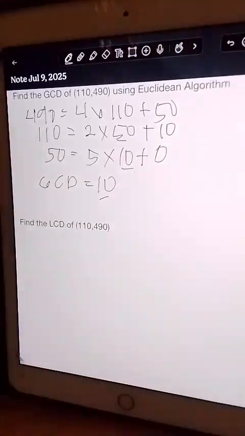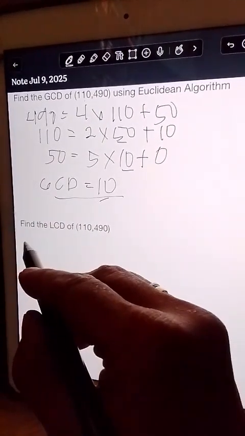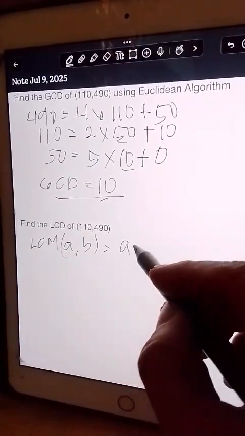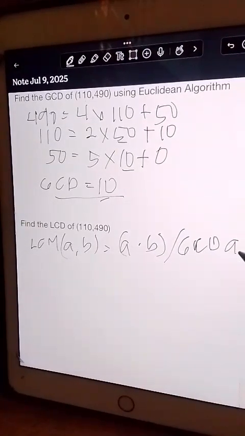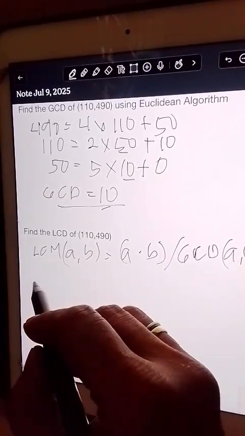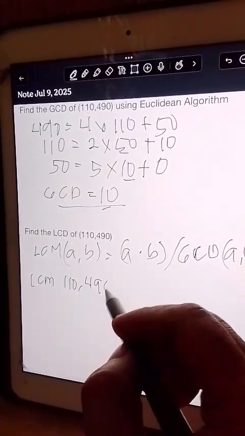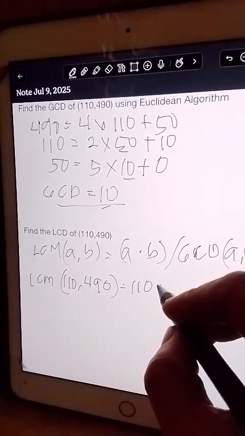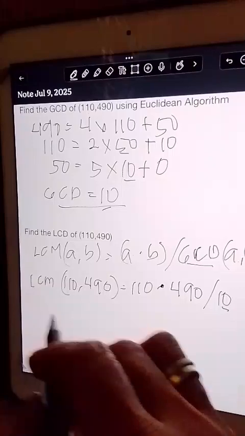Now find the LCM of 110 and 490. So we have already our GCD. So we have here the formula: LCM of A and B is equal to A times B divided by the GCD of A and B. So the LCM of 110 and 490 is equal to 110 times 490, divided by our GCD, which is 10.